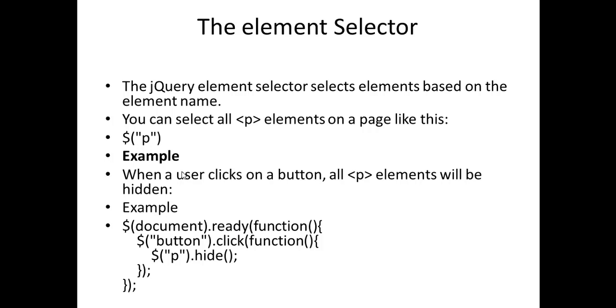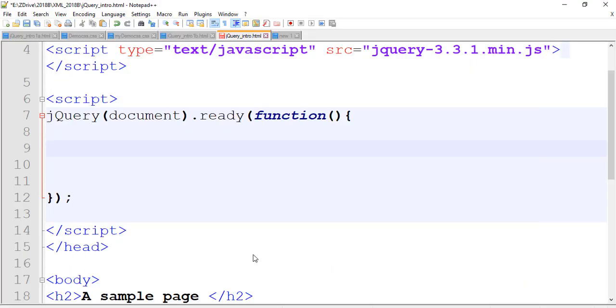And this is a sample script here, which hides a paragraph when a button is clicked. So this is how we will write. So let us go back to our program and we will see how we can develop further.